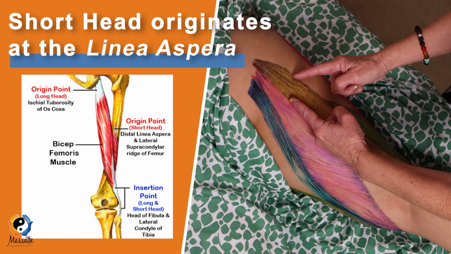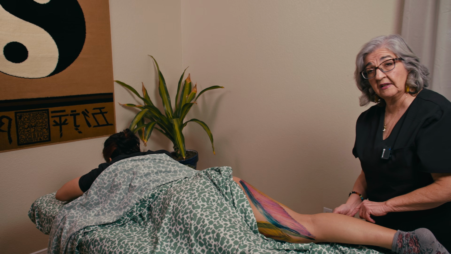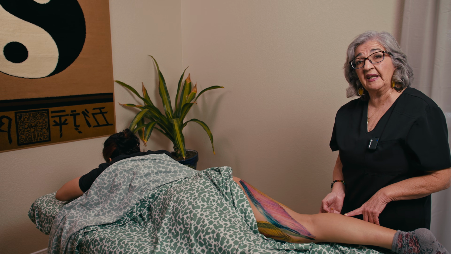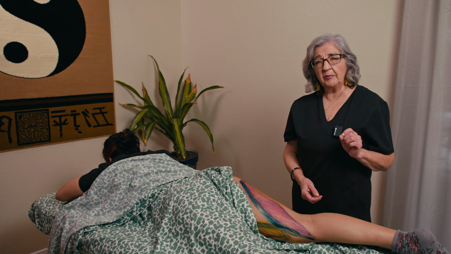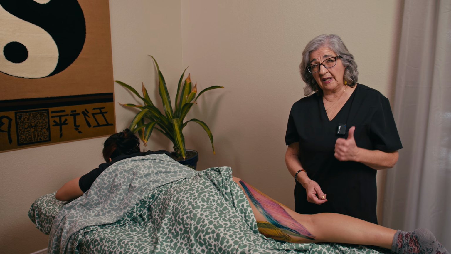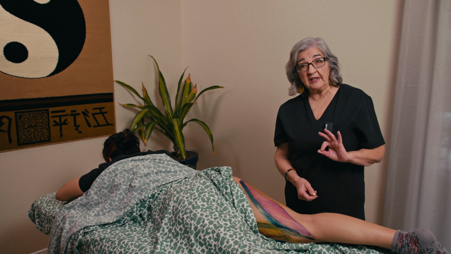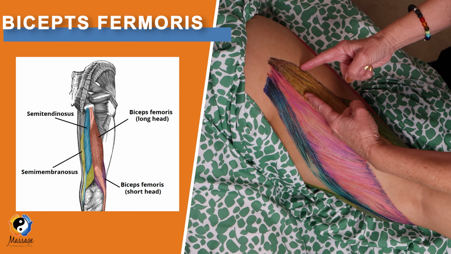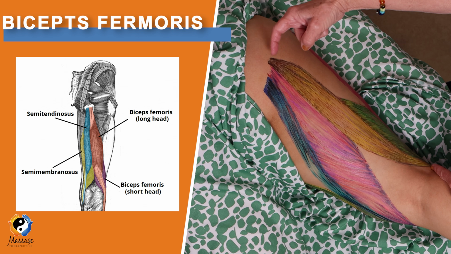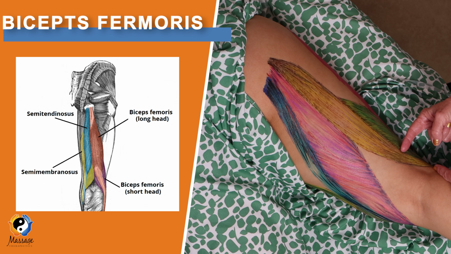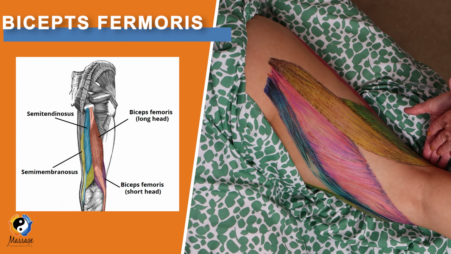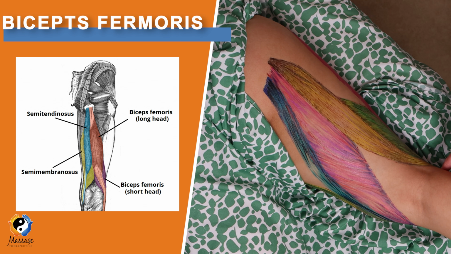Okay, so this is the biceps femoris, and it inserts on the head of the fibula, which is the lateral bone. Remember, the fibula is the bone that doesn't bear any weight. It's the tibia that bears 90% of your weight, the fibula only 10%. So biceps femoris has 2 heads. One originates at the ischium, and the other originates right here on the lateral part of the femur. And they go to the head of the fibula.